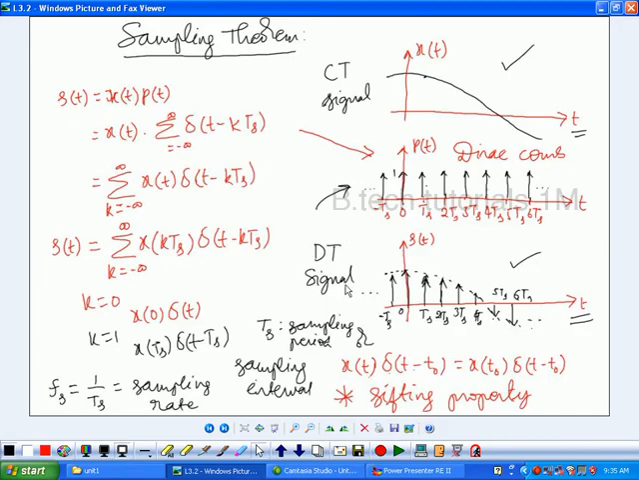That is, the discrete time signal can be obtained by sampling a continuous time signal. Okay. Here, the sampling interval or the sampling period is Ts, which is the spacing between the samples. Spacing between the samples is called the sampling interval or sampling period, and the reciprocal of the sampling interval is called the sampling rate.